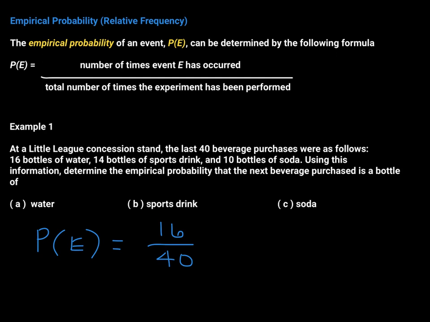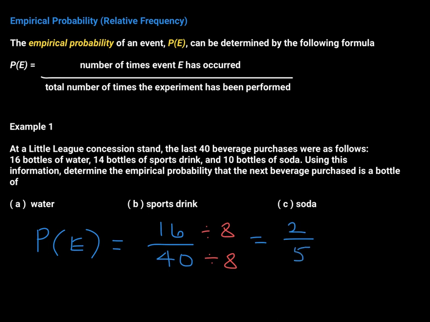Okay. If you simplify, remember to simplify a fraction, you find the GCF, the greatest common factor. The largest number that is a common factor of 16 and 40 is 8. So I'm going to divide by that GCF, right? So always simplify. So then this empirical probability, P of E, is equal to 2/5.